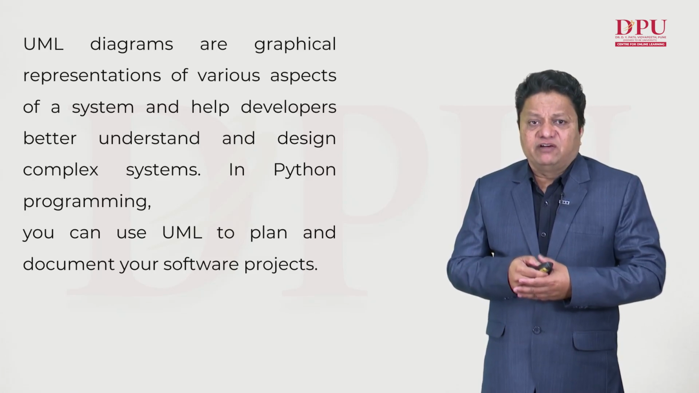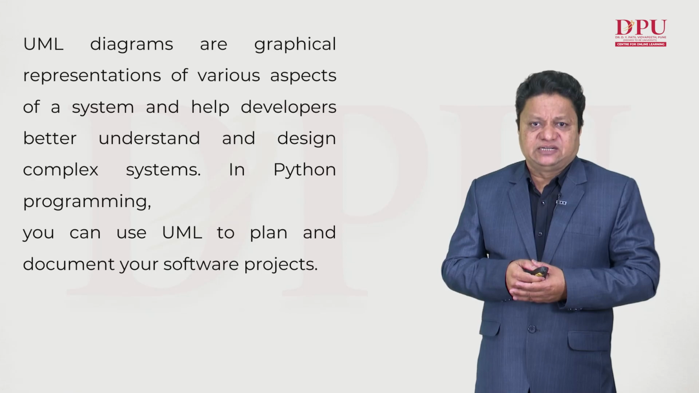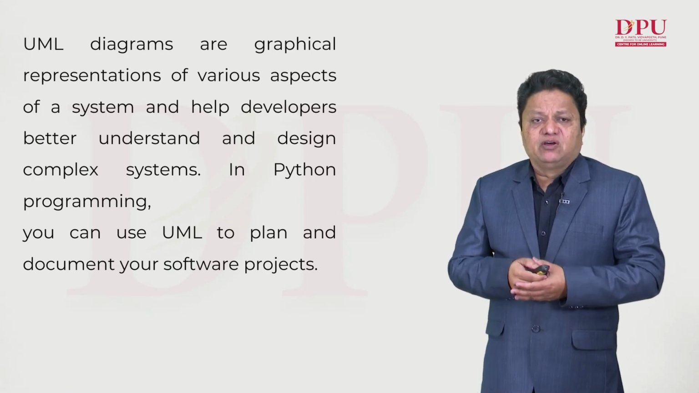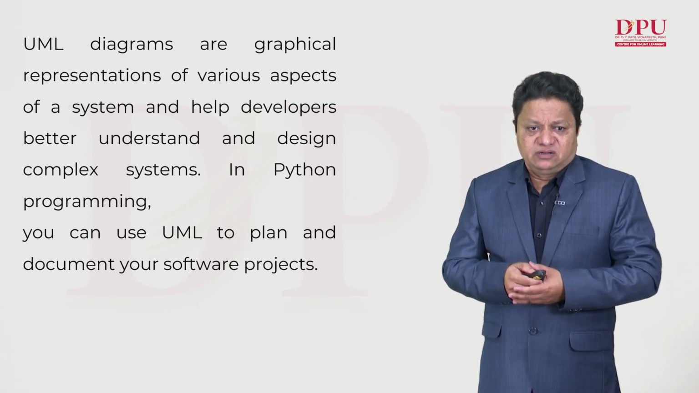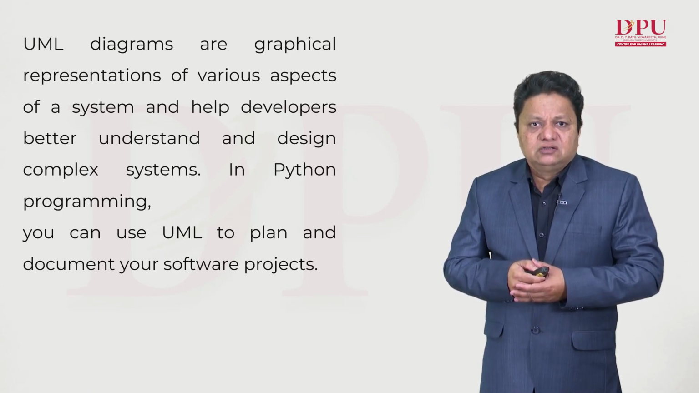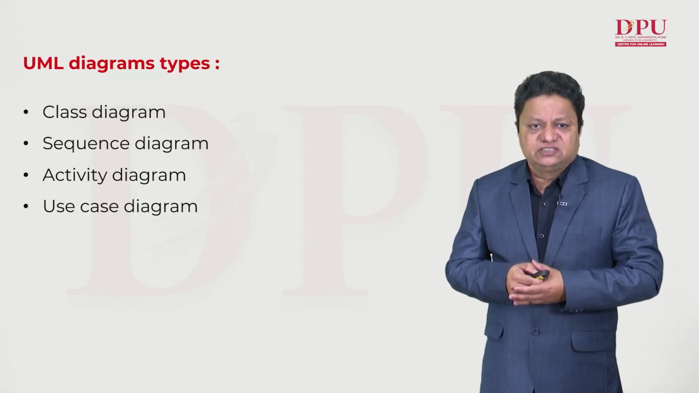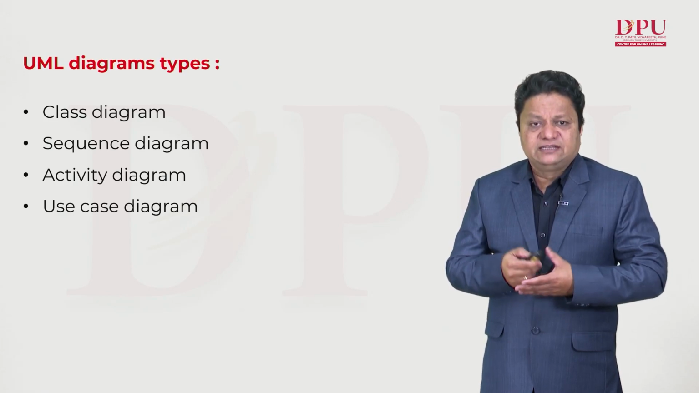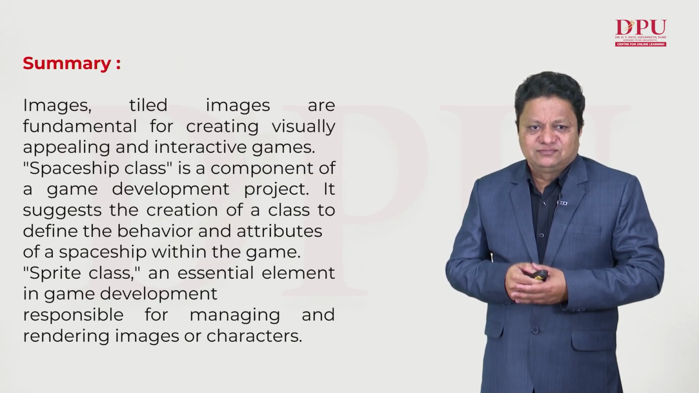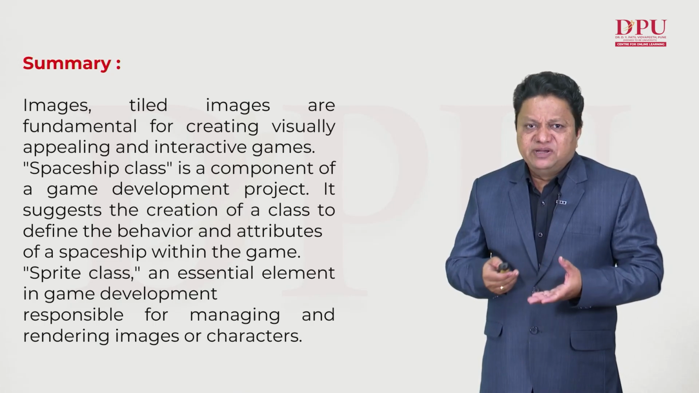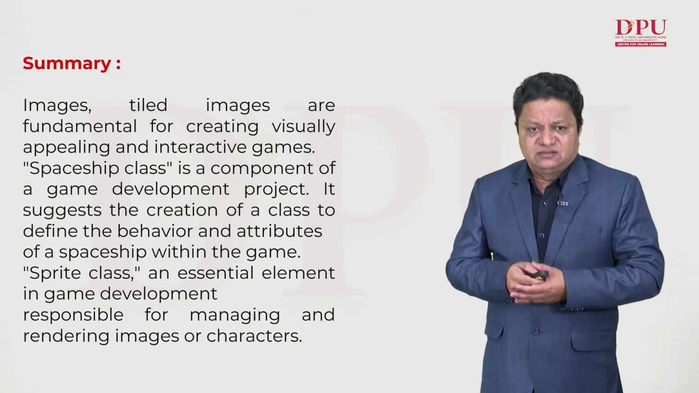UML diagrams are graphical representations of various aspects of a system which will help the developers better understand and design the complex system. In Python programming, we can use UML to plan and document your system or your software project. There are different types of UML diagrams which can be used, like class diagram, sequence diagram, activity diagram and use case diagram. So, in summary, this is what we have understood in this session.